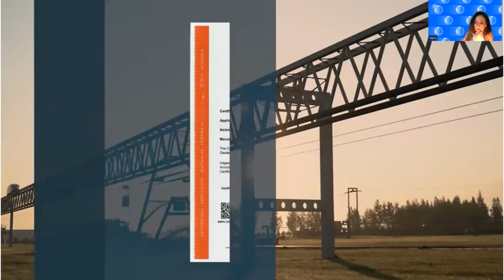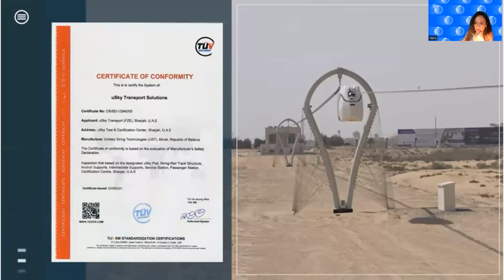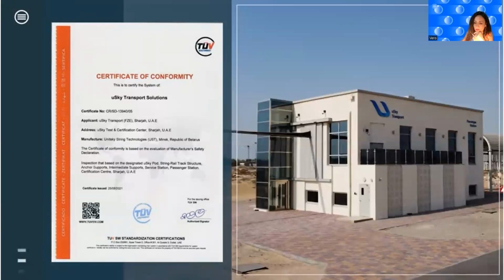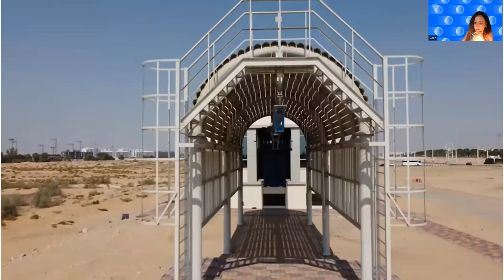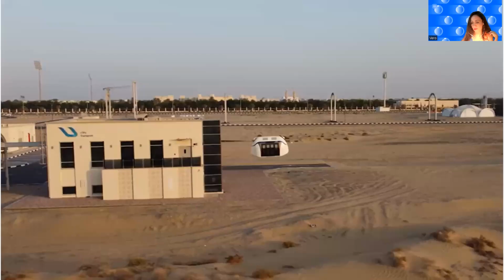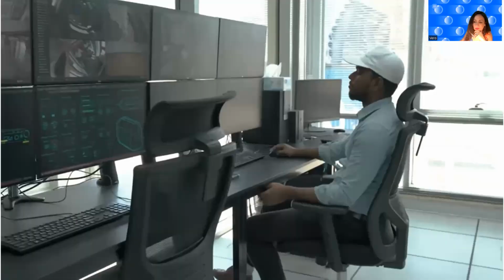The TUV Certificate of Conformity confirms safety of all elements of the complex: pre-stressed string rail transport overpass, U-pod, anchor supports combined with station facilities, repair shop and control room, intermediate supports, passenger stations, service station, including control room and repair shop.